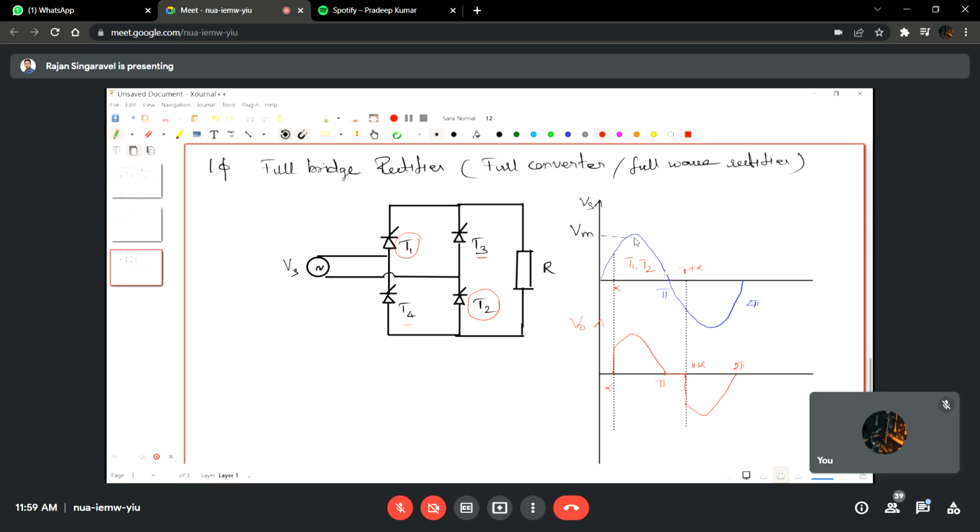And once again, at omega t equal to pi plus alpha, T3 and T4 will be triggered, and the circuit now gets connected, because now this is positive. So the circuit gets connected something like this. So now also the load is receiving the same positive voltage in this polarity.